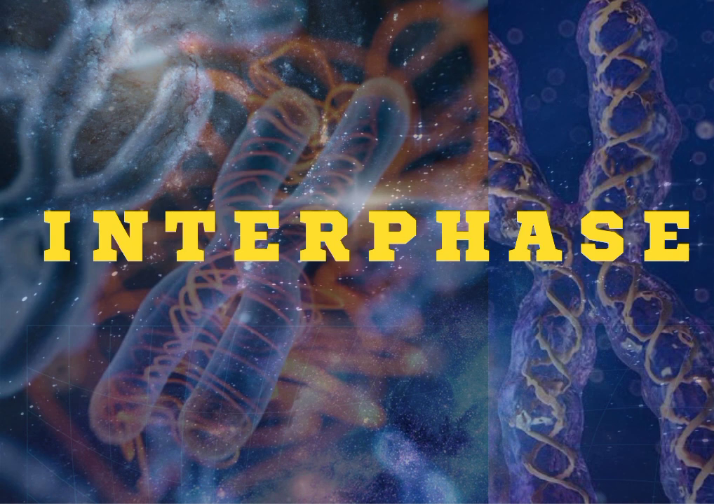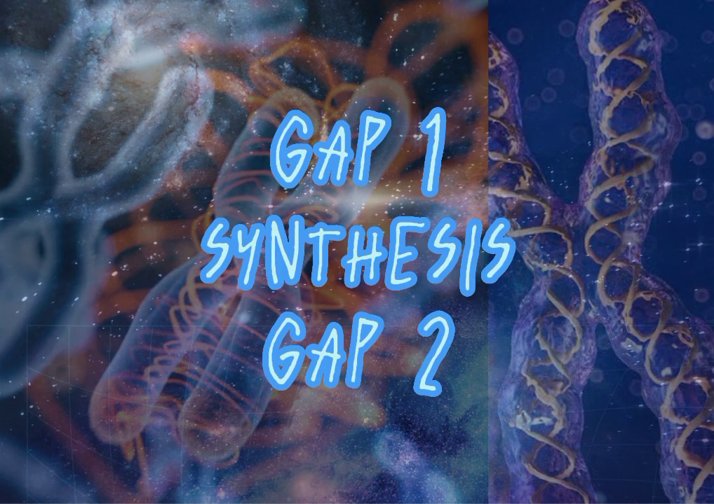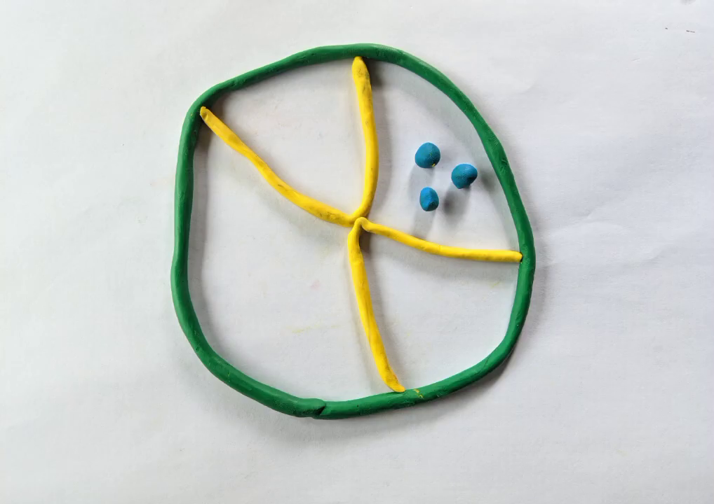Interphase proceeds in three stages: the gap 1, synthesis, and gap 2 phase. The gap 1 phase is the period between mitosis and S phase, when each chromosome has one chromatid. Cells spend most of their time in gap 1 phase. It is the time when the cell grows and performs its normal function.